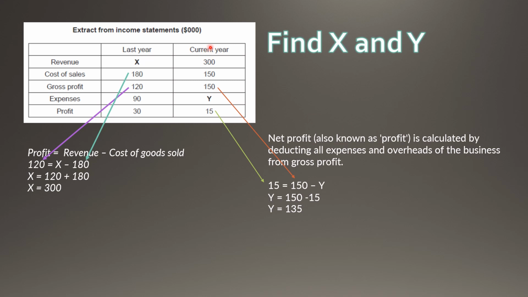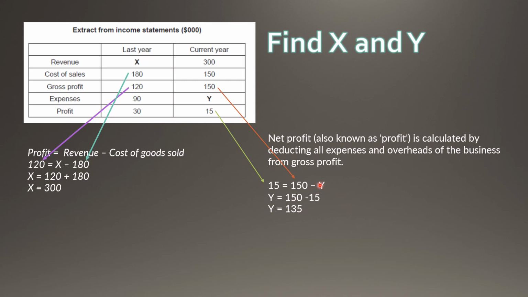Now, if we look at the current year, the net profit, but most of the time we just write it as profit or loss, and in this case it's a profit, is calculated by deducting all expenses and overhead of the business from the gross profit. So we have the gross profit here, 150. We know the profit is 15, and the expenses, of course, is y.